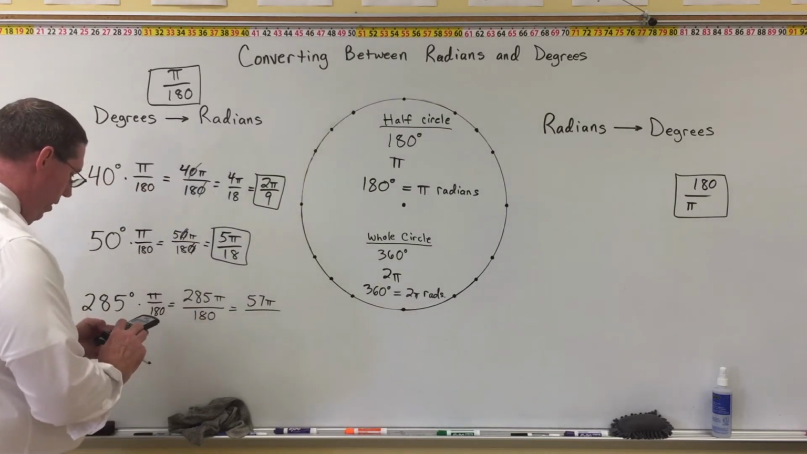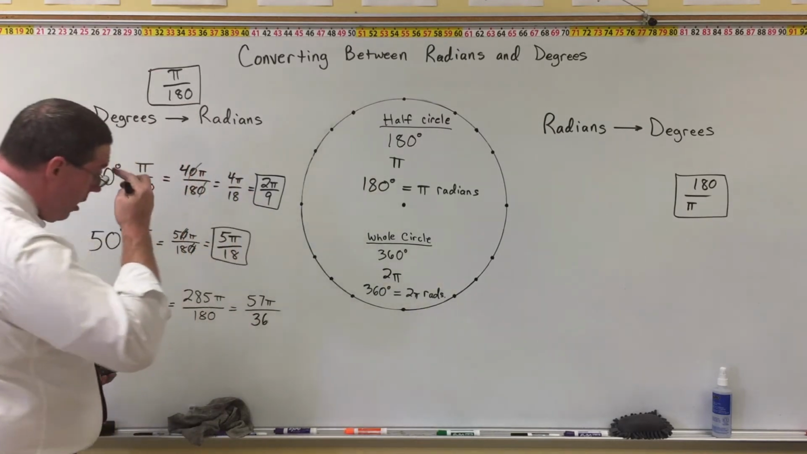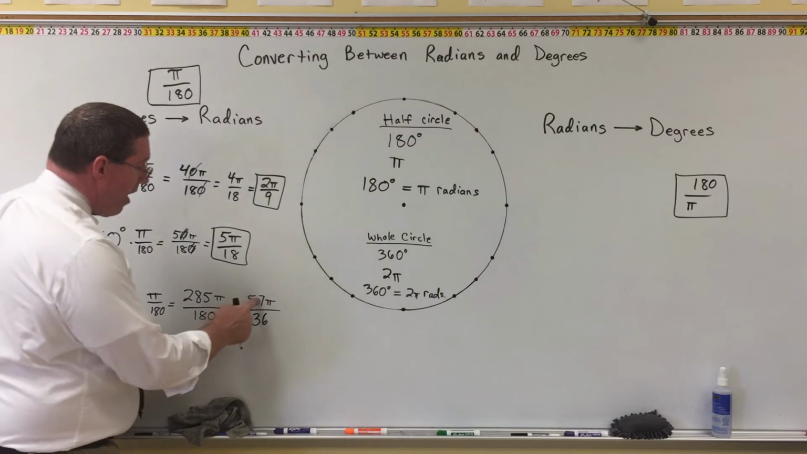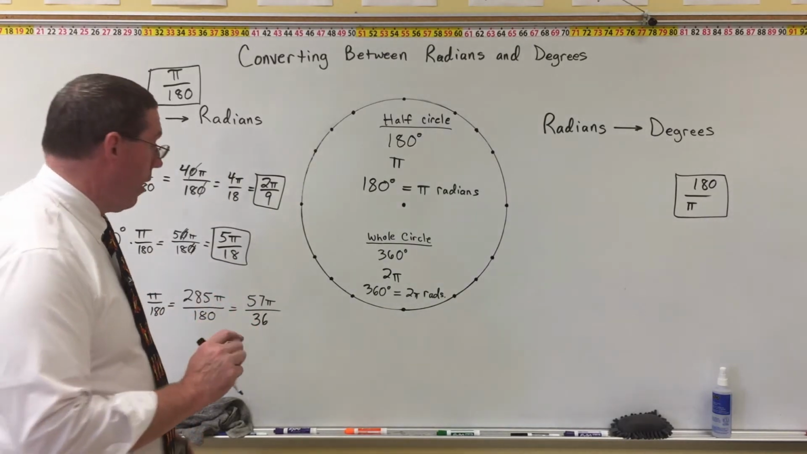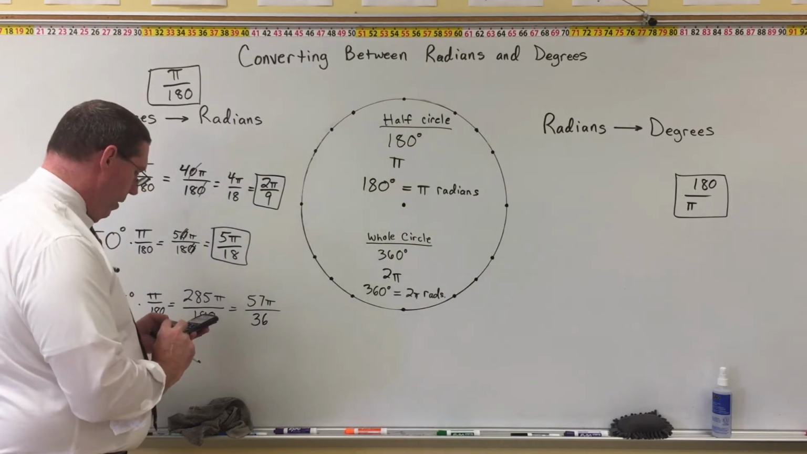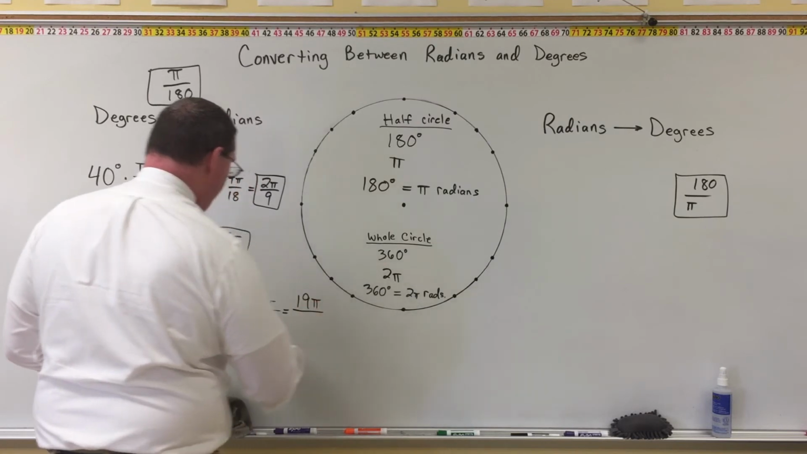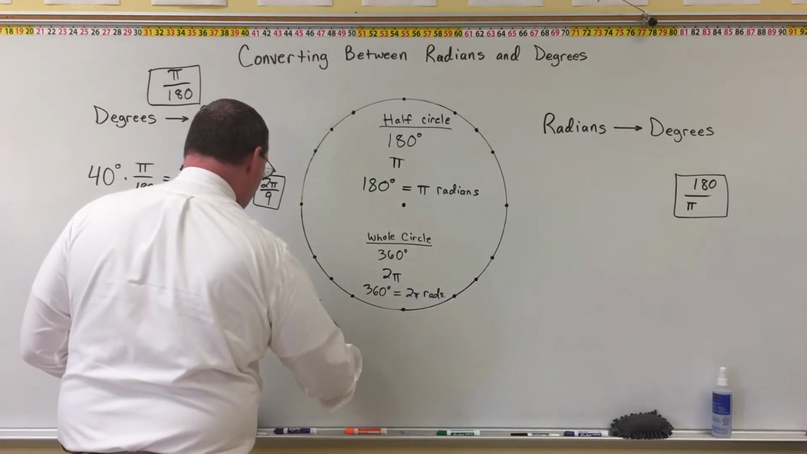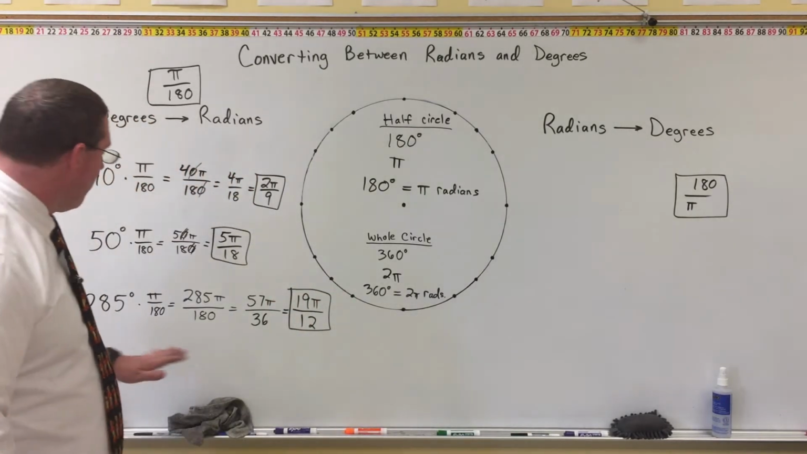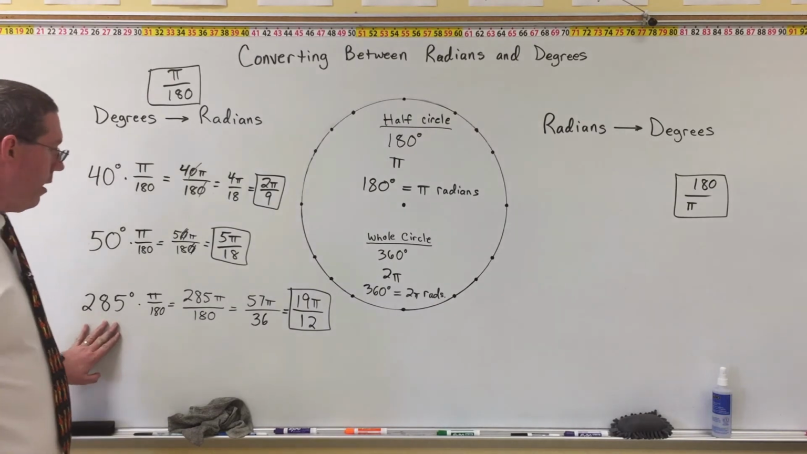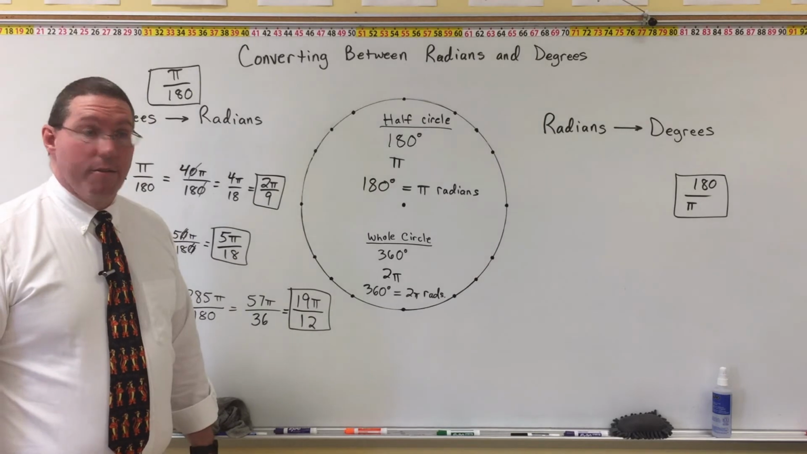180 divided by 5 is 36. Okay, and actually, this is interesting. 57 and 36 are both divisible by 3. So 57 divided by 3 is 19, so 19 pi. 36 divided by 3 is 12, and therefore our final answer is 19 pi over 12. So a 285 degree angle is a 19 pi over 12 radians angle.